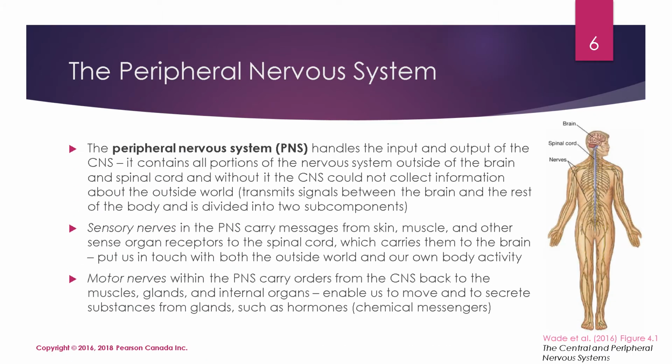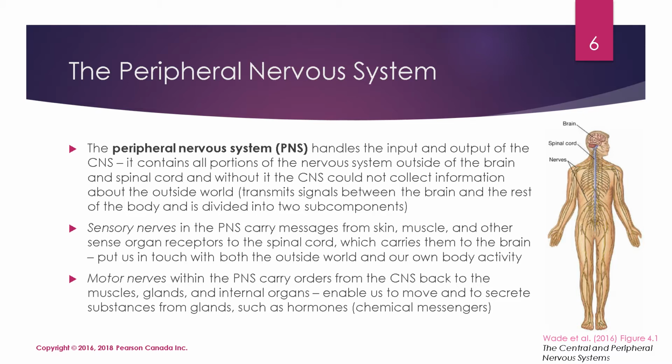The peripheral nervous system handles the input and output of the central nervous system. So it contains all portions of the nervous system outside of the brain and spinal cord, and without it, the central nervous system could not collect information about the outside world. Some people might imply that the central nervous system is more important because it contains our brain, but really we wouldn't be able to receive any sensory information or send signals out to our body to tell us how to react and what to do if it wasn't for our peripheral nervous system.